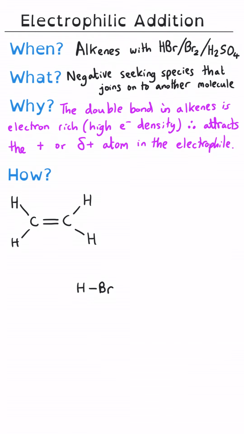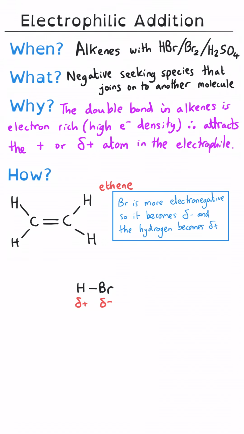How does this happen? Well, first of all, we have got an alkene. I'm going to draw ethene as our example. And so if we had hydrogen bromide, the bond in hydrogen bromide is going to be polar because the bromine atom is more electronegative and pulls that electron density slightly closer towards it than the hydrogen. And so then the hydrogen is delta plus, that will be attracted to the electron-rich double bond.